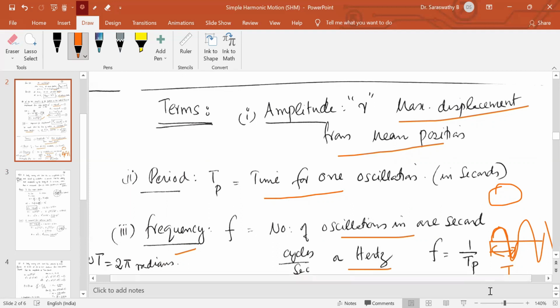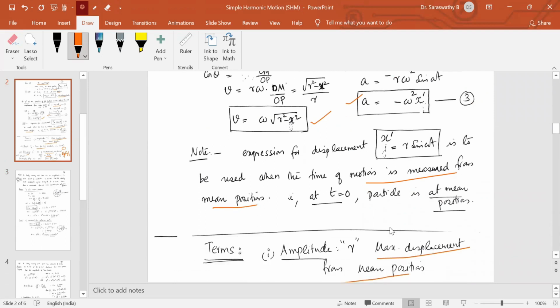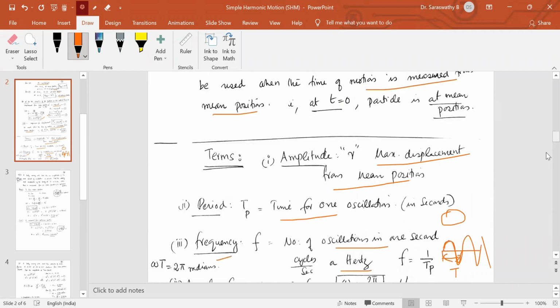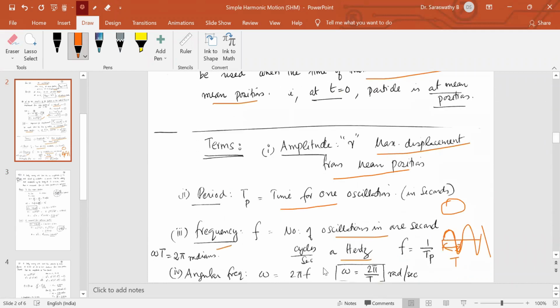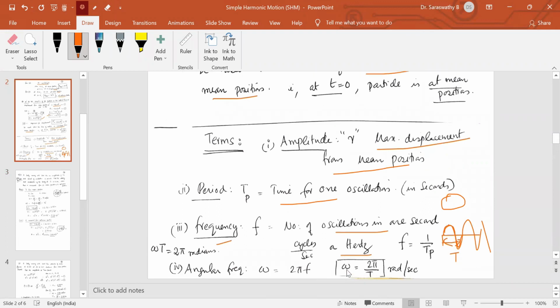And we have the relation: if the particle is rotating at angular velocity omega, and the time period is t, omega in radians per second is the angular velocity. If t is the time for one full cycle, omega into t will be 2 pi radians, one cycle. So the angular frequency omega is equal to 2 pi by t, or 1 by t is f, so omega is equal to 2 pi f.